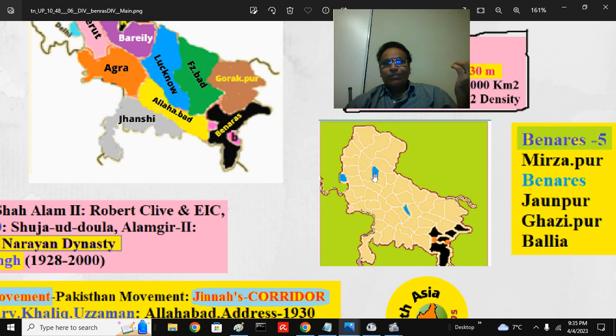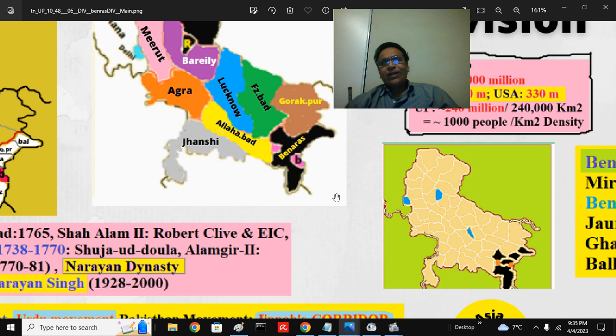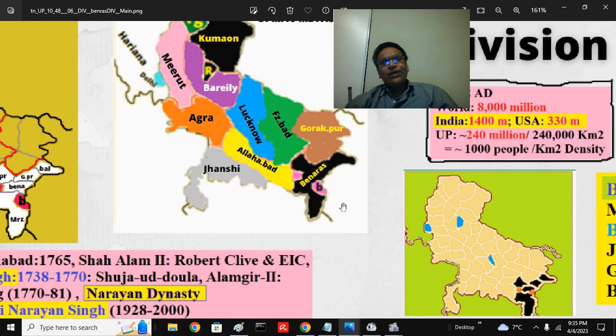I put it here, princely state Rampur, now a district. Of course, this is the Delhi region. This is the point of our current interest. These reddish light tinge are the princely state of Benaras. Naresh of Varanasi was the ruler of this. This is the Benaras division.